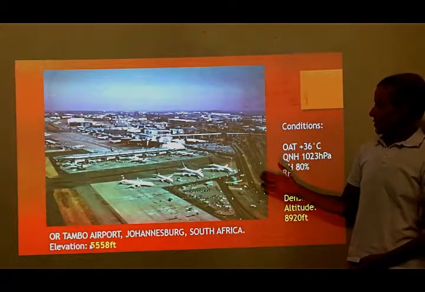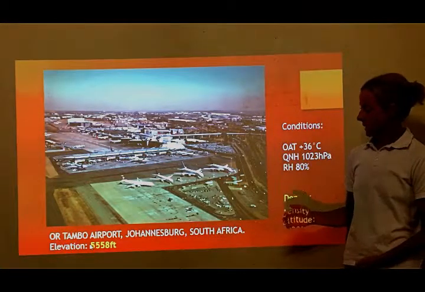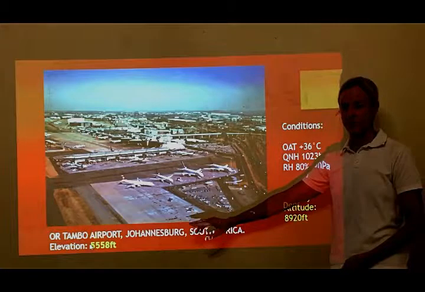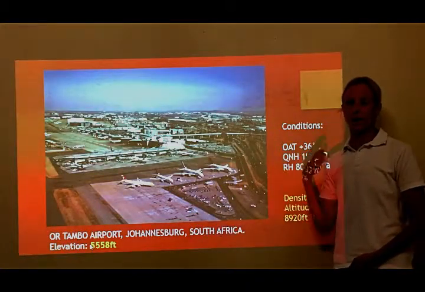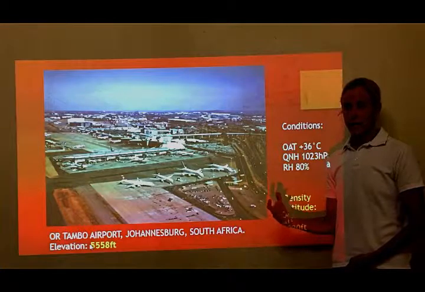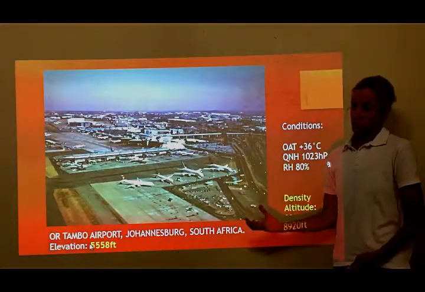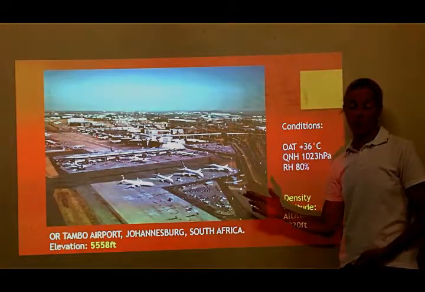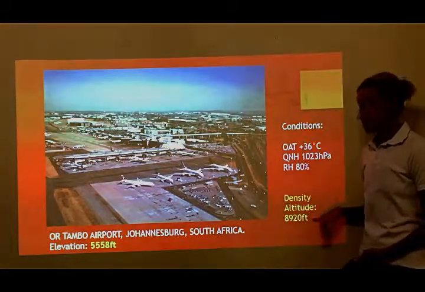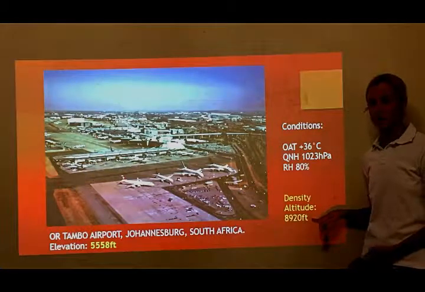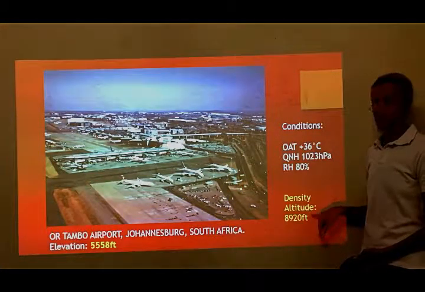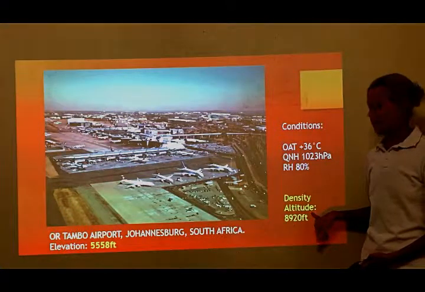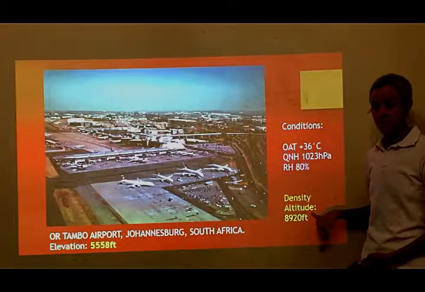So if we go back to our airport, remember our elevation is 5,558. So if we are loading our aircraft according to the maximum all-up weight, which should normally be fine for that altitude, we're going to have a problem because our density altitude is 8,920. This is a significant difference and will certainly affect our aircraft performance.